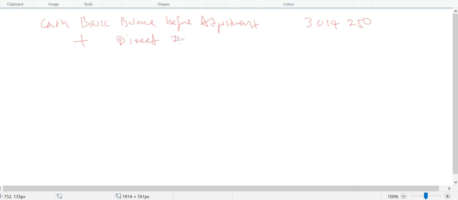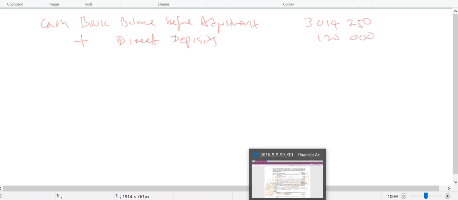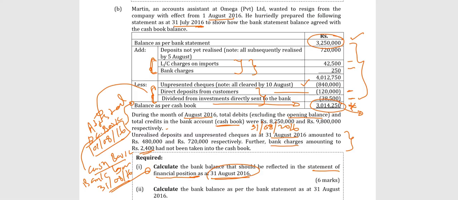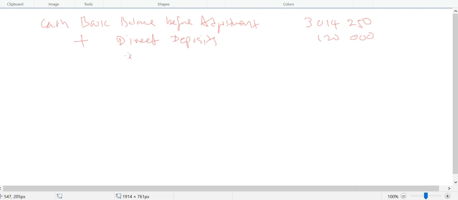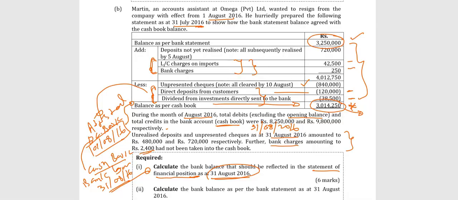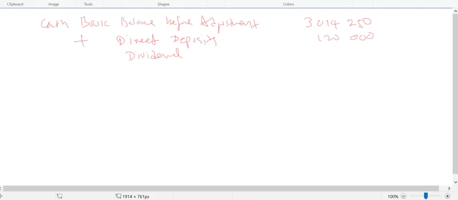Direct deposits, 120,000, and you need to take also dividend investment, dividend received from various companies to the bank, 38,500. So dividend 38,500. So this has to be added.